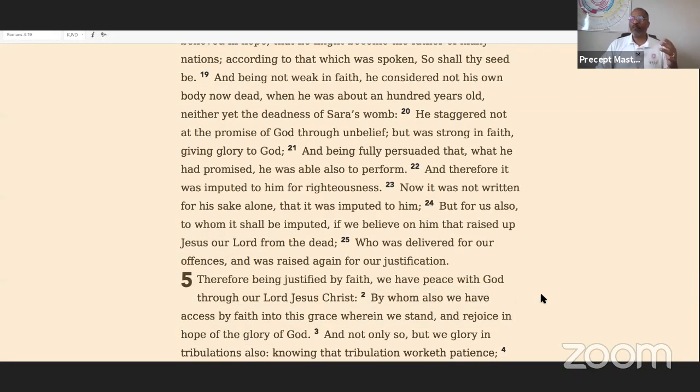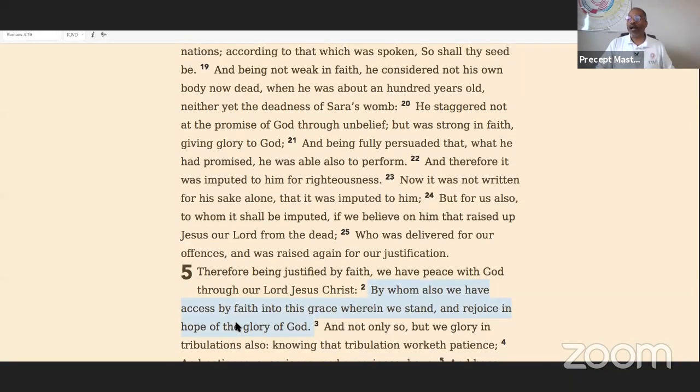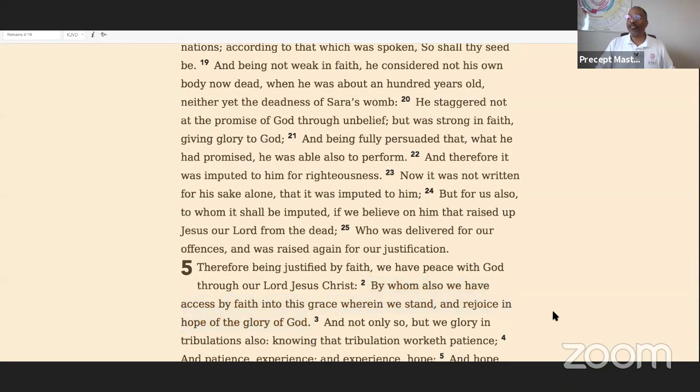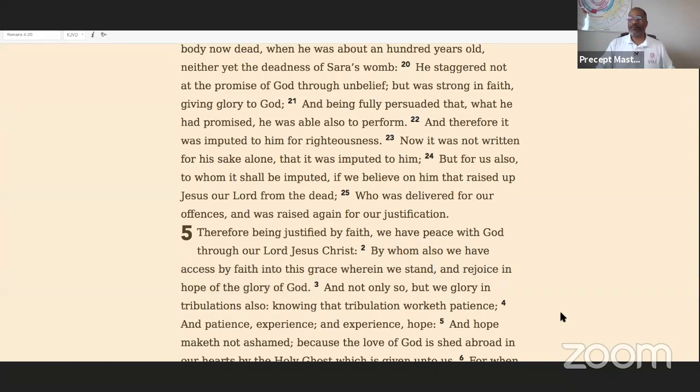Therefore, being justified by faith through that belief, you're going to be obedient to what he has said, and you're going to do it. You can be justified by faith, and we have peace with God. He has reconciled back with us through obedience, by whom we have access by faith into this grace wherein we stand and rejoice in the hope and glory of God. This is all he's saying.